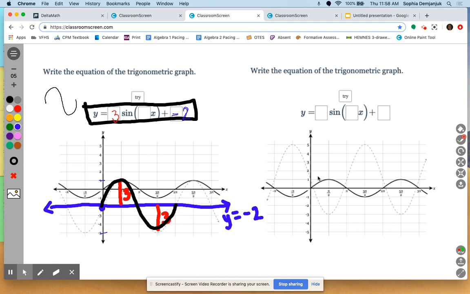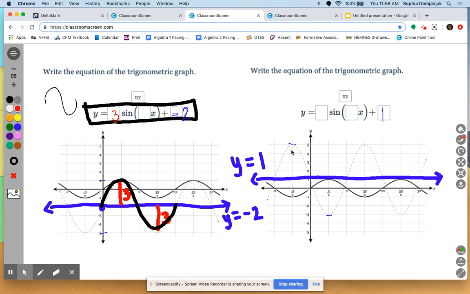For the second one, we're going to look again to find the midline to start. I have a maximum height of 5 and a minimum height of -3. That tells me that I am 8 units long total. So I want to go down 4 to find that halfway point, or up 4, from the max or the min. And I can see that my midline for this example is at y equals positive 1. So at the end of my equation, I need to add 1.